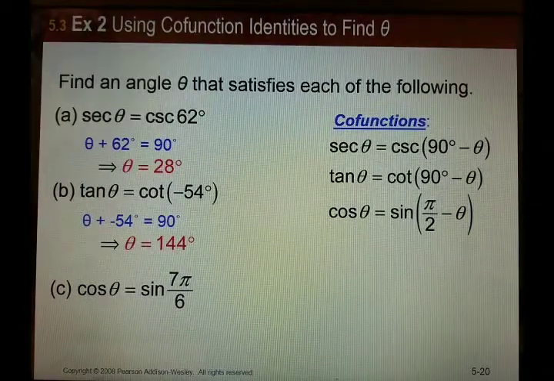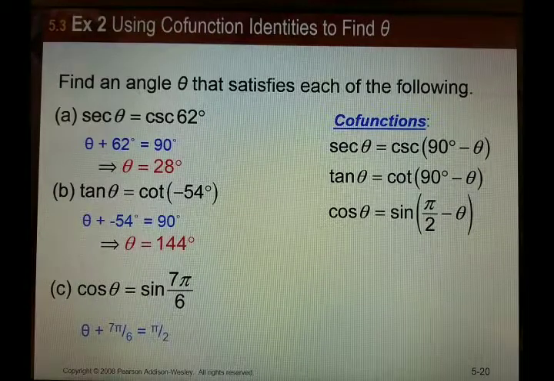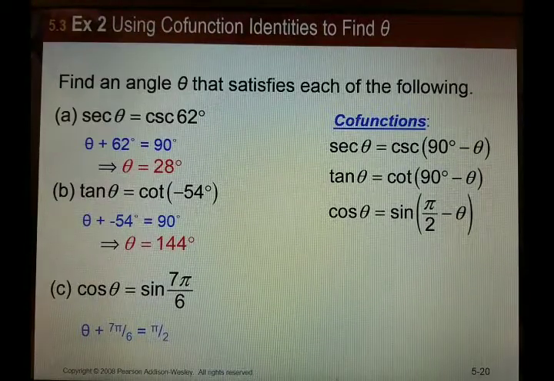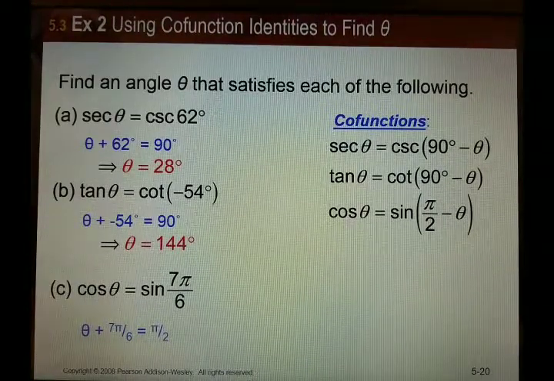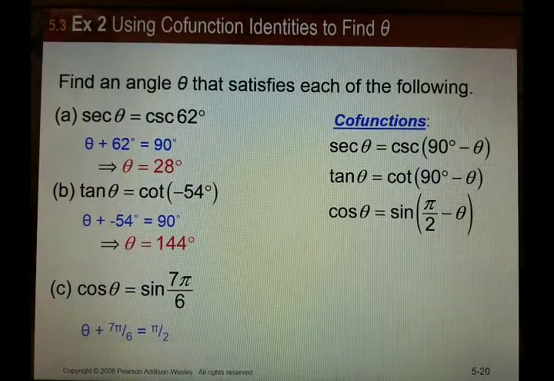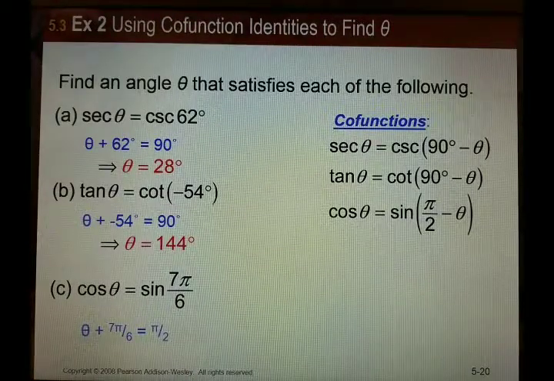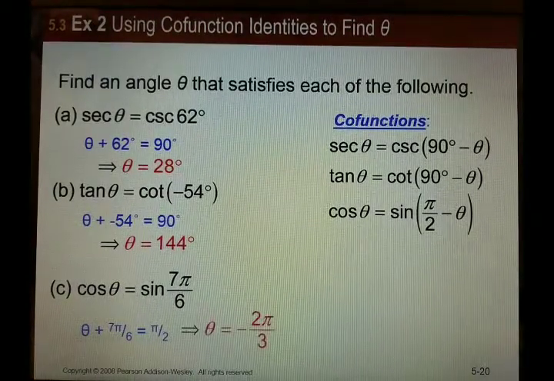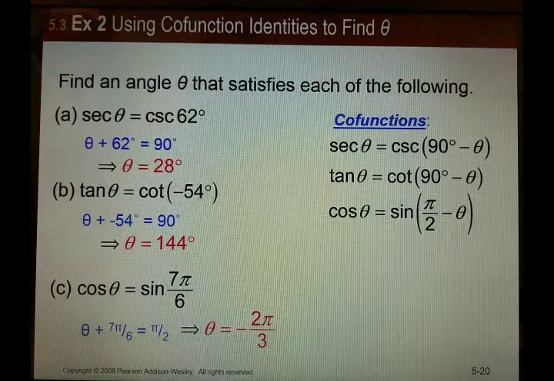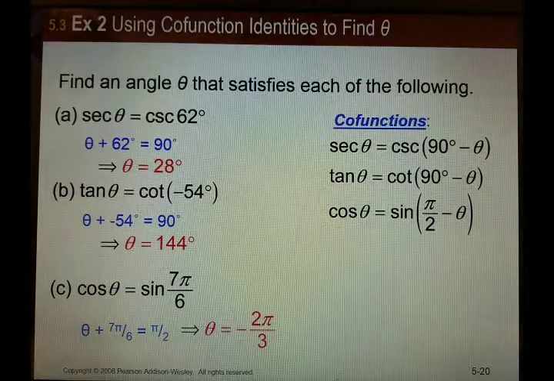Cosine and sine are also cofunctions. So theta plus the 7 pi over 6 equals the pi halves, because pi halves is equivalent to 90 degrees. Now I subtract the 7 pi over 6 from both sides, so I basically need 1/2 minus the 7/6. In case you needed a refresher on that, so 1/2 minus 7/6.